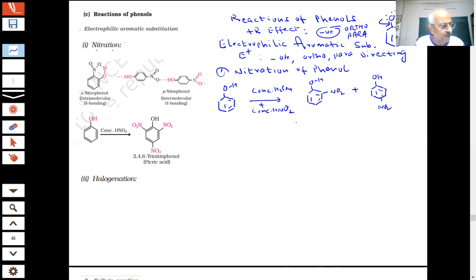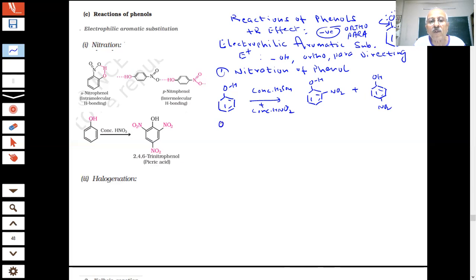An important question which has been asked, student, is that when you get ortho and para nitrophenols, how do we separate these mixtures? One of these is steam volatile, and due to being steam volatile they can be separated.